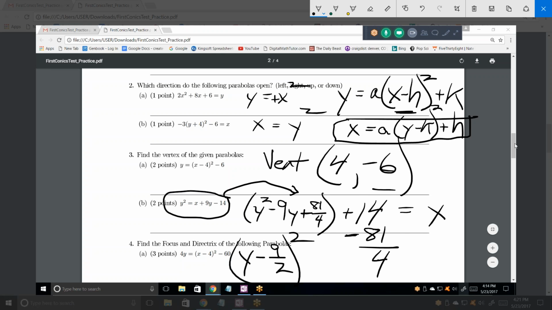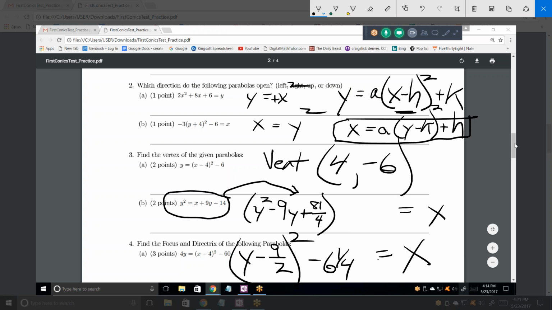And then combine those two numbers. That's minus 20 1/4, that's 14, so that's minus 6 1/4. And there's your answer. So it would be -9/2 comma -6 1/4.